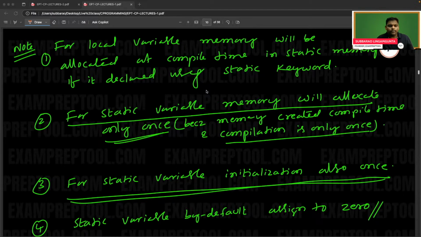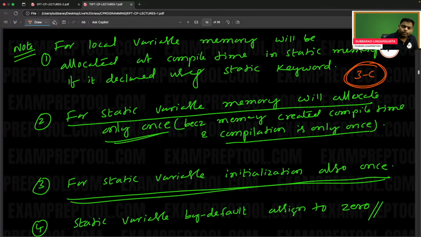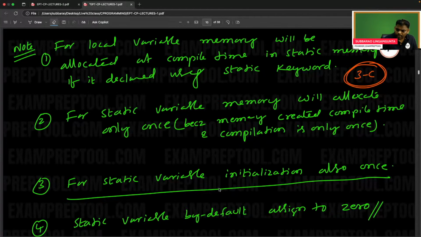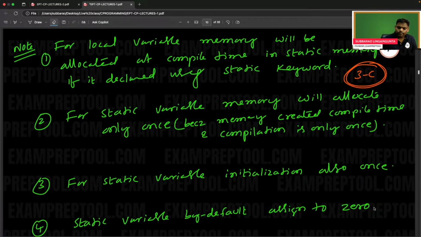Can we go ahead? Till now, 3 classes of C programming are over. If anyone has not done them, please revise the previous 3 lectures. Please go through them.